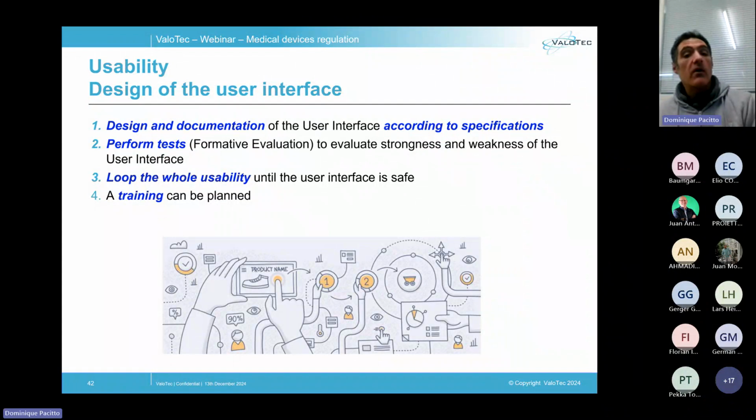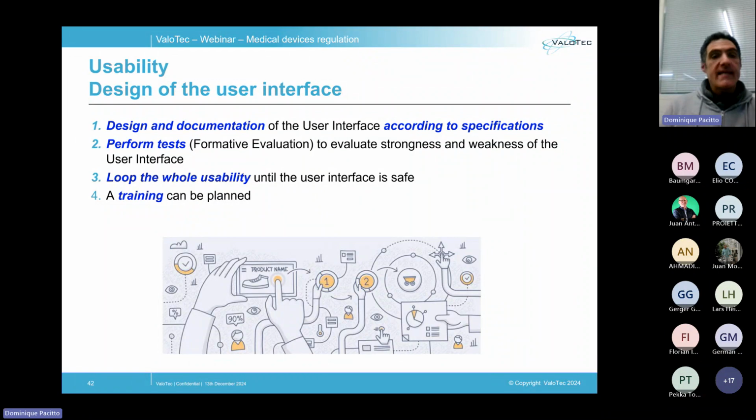A word of caution: the design process works in a closed loop. If some unexpected errors of use are revealed during the formative test, then you have to update the risk analysis and the specification, modify the design, and replay the test.